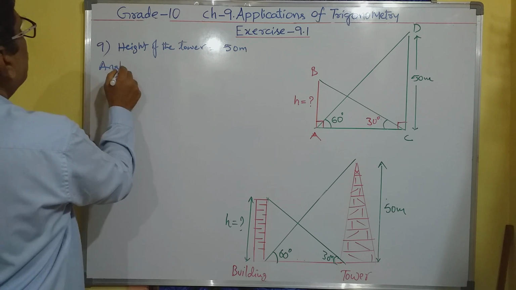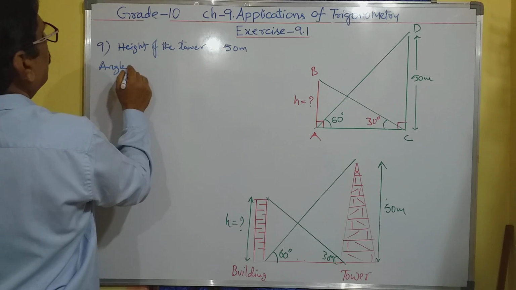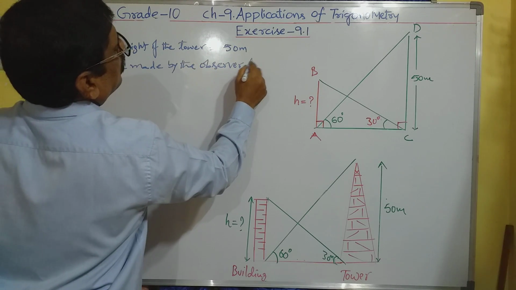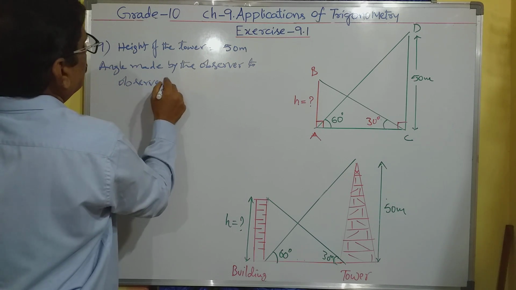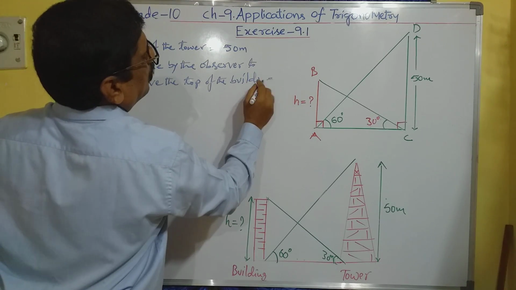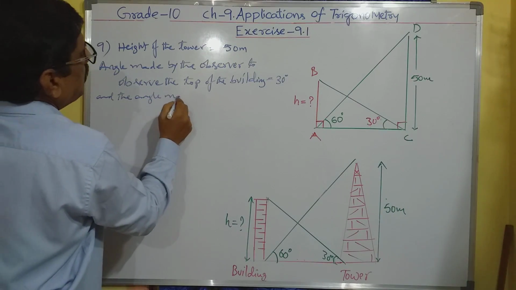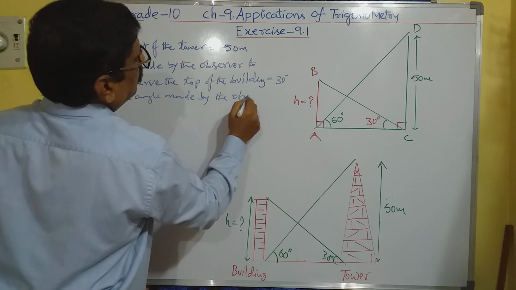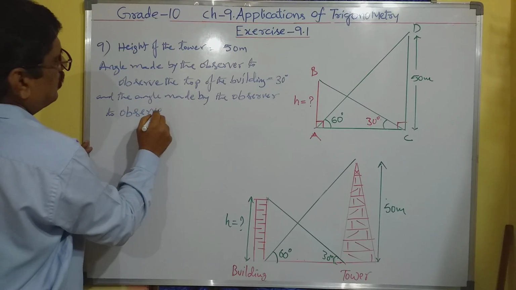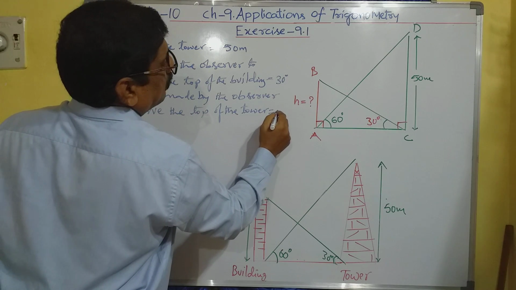Okay, angle made by the observer to observe the top of the building is equal to 30 degrees, and the angle made by the observer to observe the top of the tower is equal to 60 degrees.